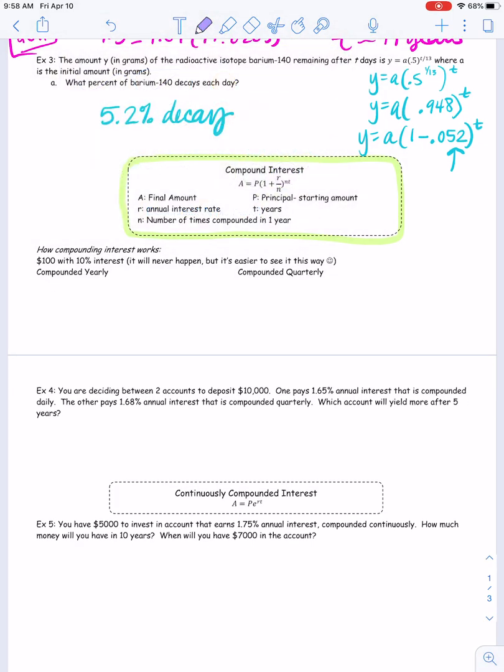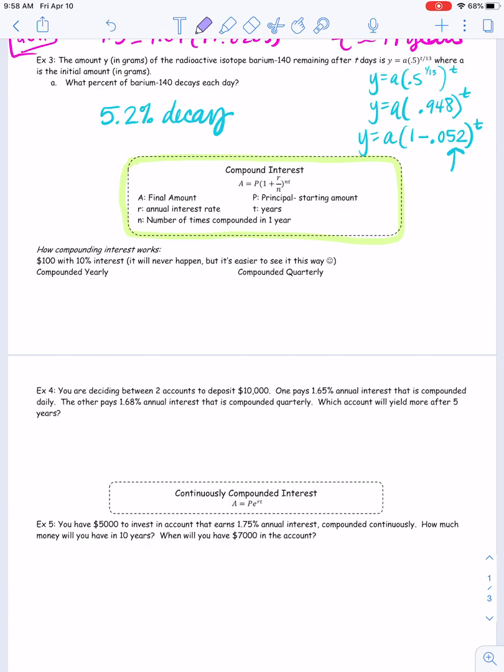So let's say you have $100 with 10% interest. You'll be very, very lucky to see that. I don't think I've ever seen that in my adult life. Times are just not that good anymore. But it's easier numbers to work with to show you for the sake of the problem.